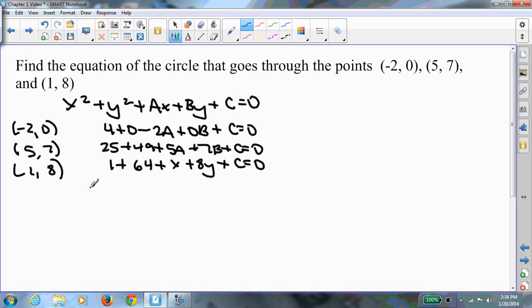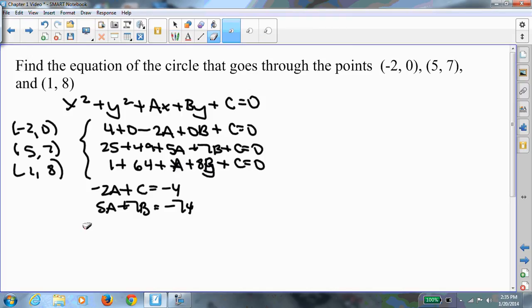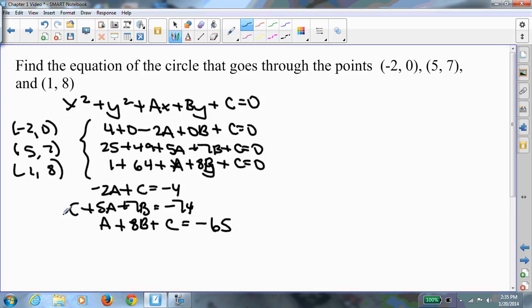So if I write this with the constant on the right-hand side, I'm going to have the following equations. Negative 2a plus c equals negative 4. 5a plus 7b equals negative 74. And this should be a and b. So the last equation is going to be a plus 8b plus c equals negative 65. And it looks like I'm missing a c in the middle equation.